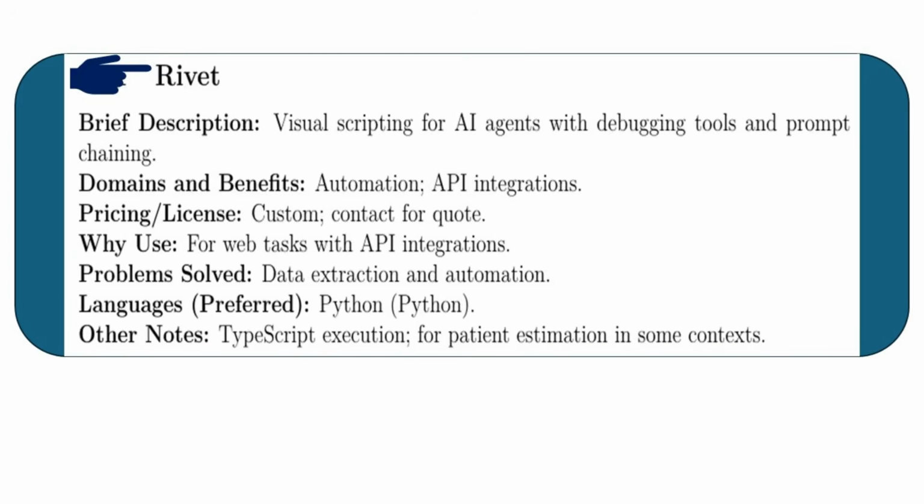Rivet: visual scripting for AI agents with debugging tools and prompt chaining. Automation is the domain area. API integration is the benefit. License: custom, contact for code. It will be used for web tasks with API integration, and the problem solved is data extraction and automation. Python is the preferred language. TypeScript execution for pricing estimation in some contexts.